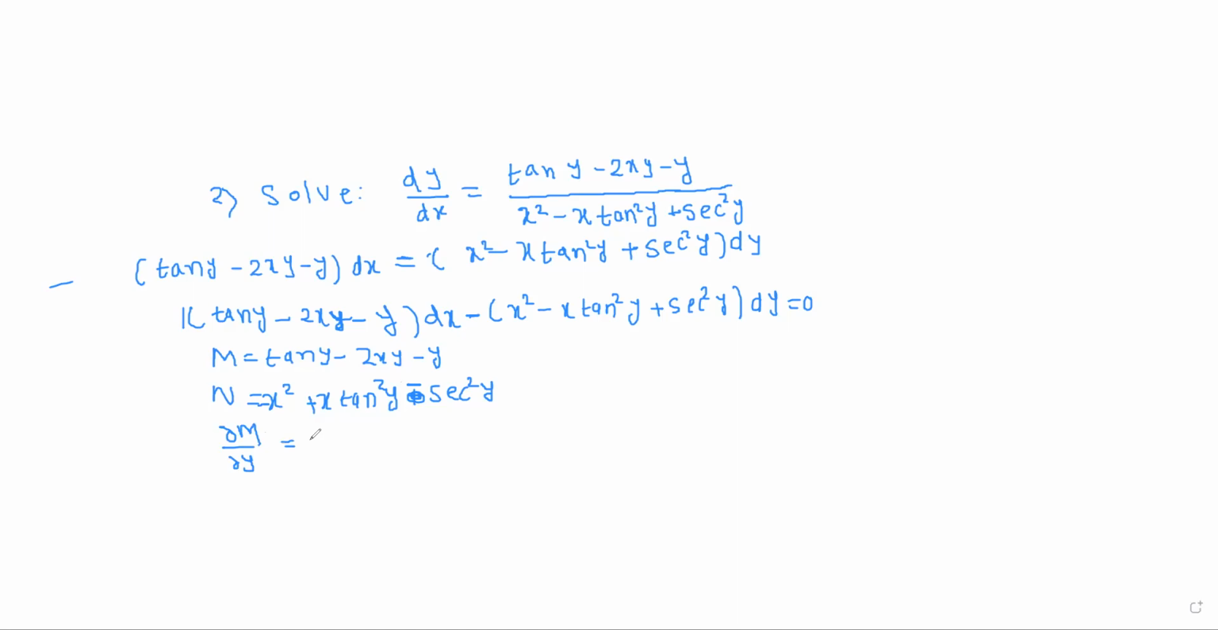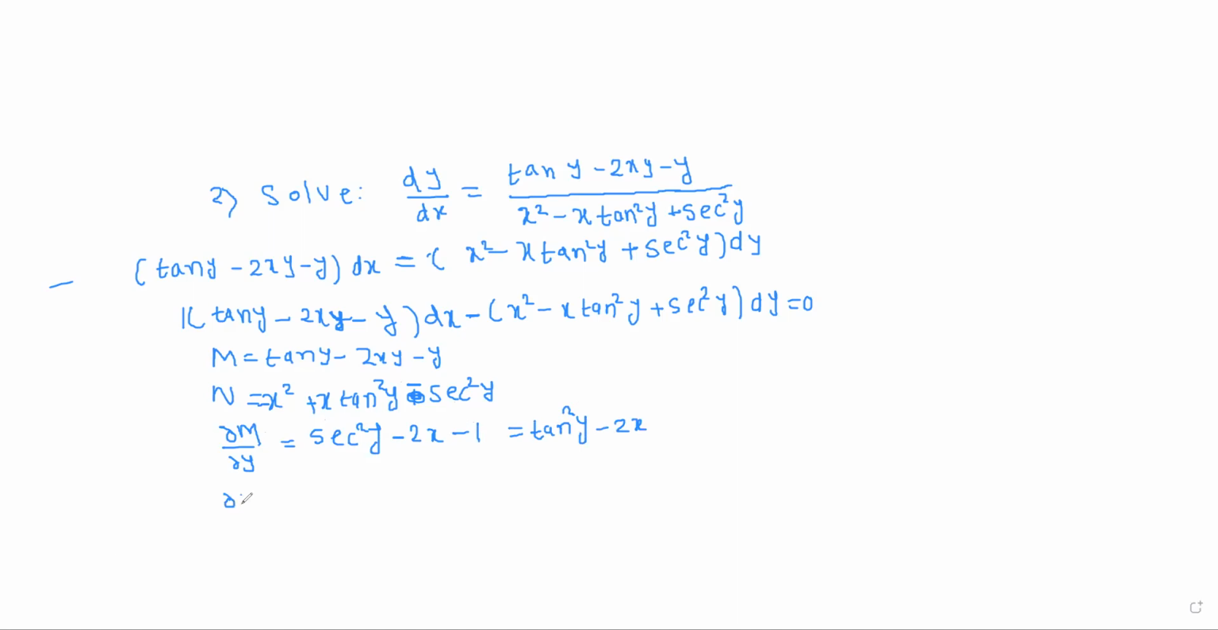Now first of all find dou M upon dou y. With respect to y, x will be constant. So dou M upon dou y will be sec square of y, tan y's derivative is sec square of y, minus 2x, and y's derivative with respect to y will be 1. We know very well sec square y minus 1 is nothing but tan square of y, and minus 2x.